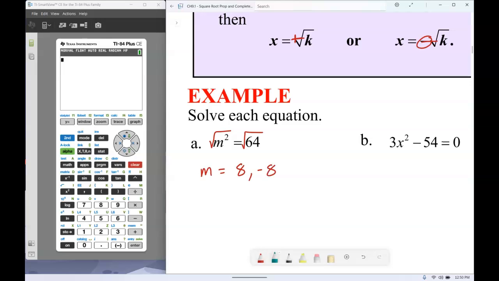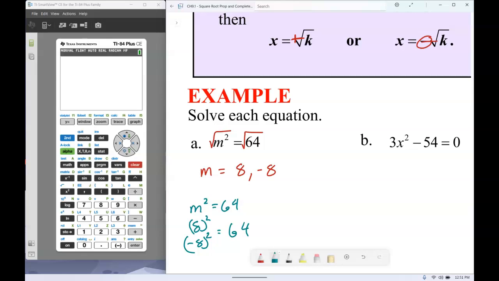If you think about it intuitively backwards, we're trying to figure out what values of m I could square and get 64. Both 8 and negative 8 do that. So I need to make sure that I'm finding all values that work. That's why the square root property gives us the principal and the negative root.